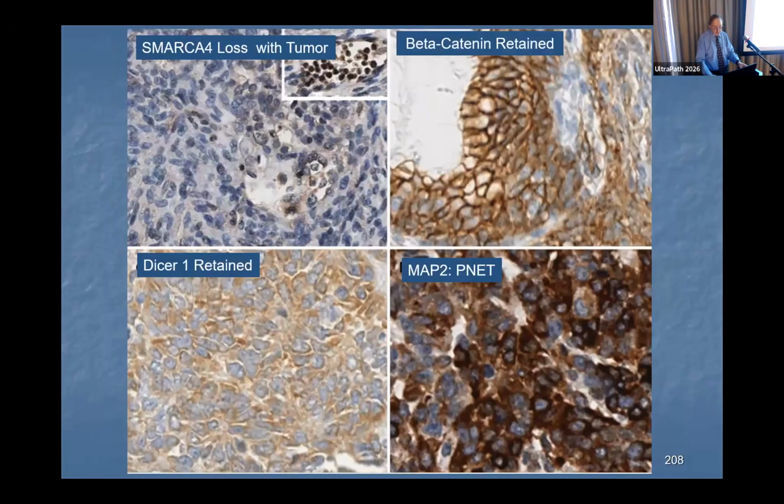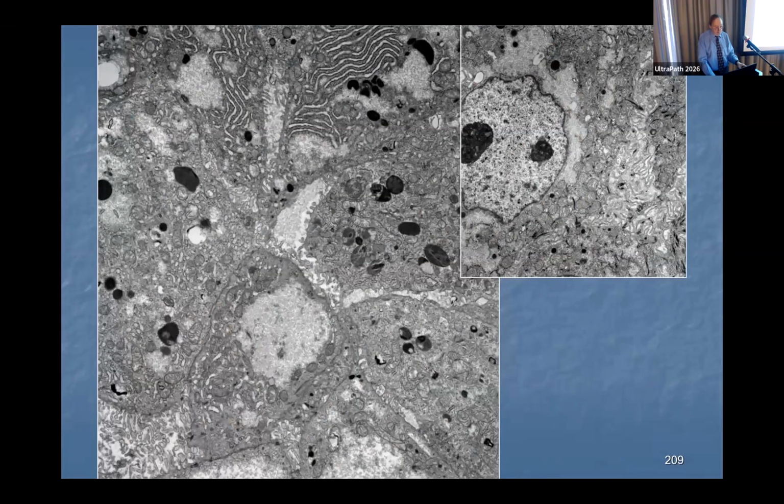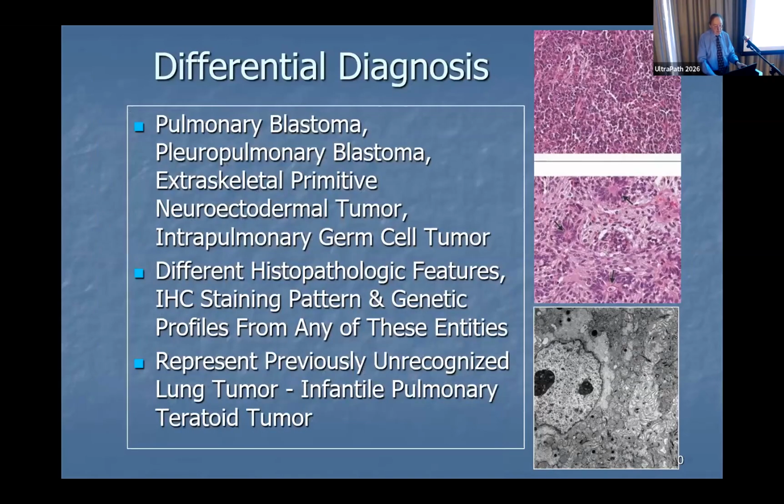So this tumor actually has many different factors associated with it. It also has SMARCA4 loss, so that's one of the features associated with it. It doesn't have beta-catenin relocated to the nucleus. DICER1 is retained. And it has MAP2 associated with the areas that have PNET. They did have electron microscopy, which is really kind of nonspecific in general, and they did have areas with all the different components associated with it, so they really couldn't characterize it that way.